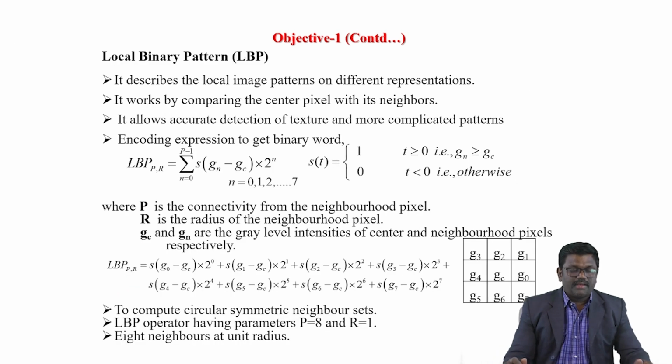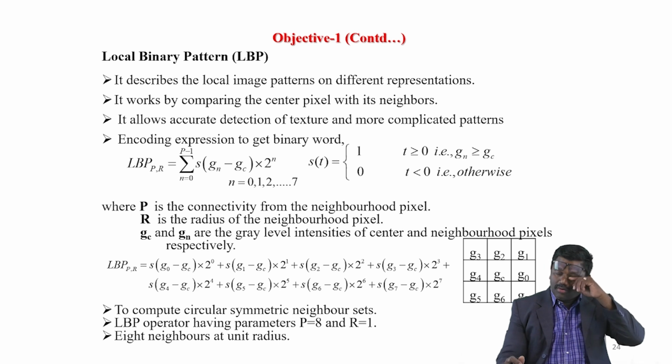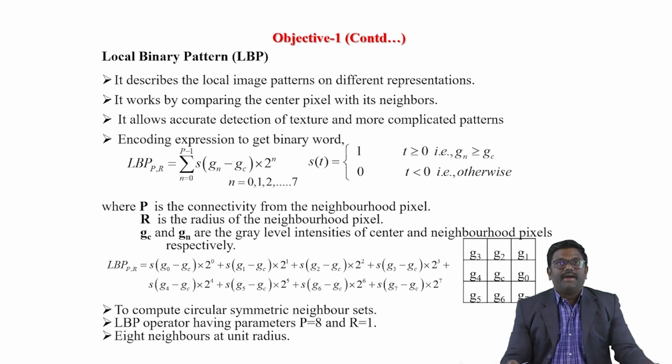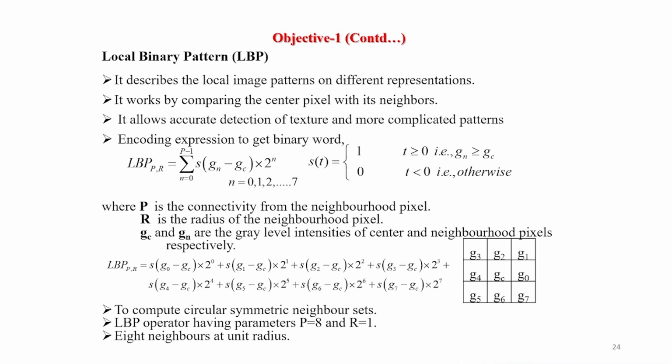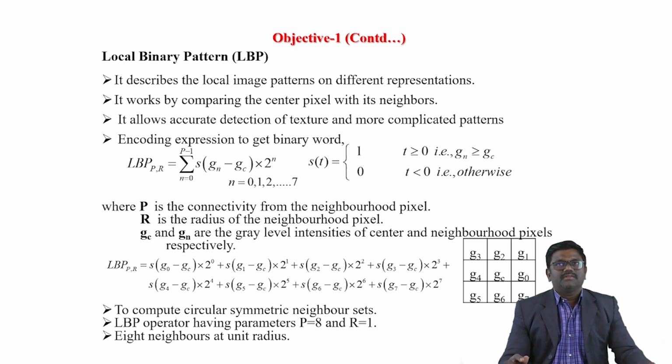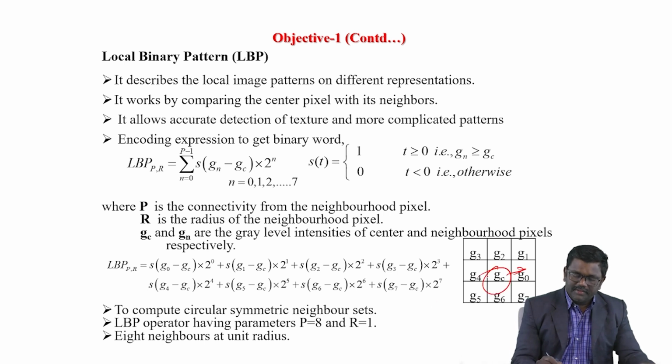So there is another type, the local binary pattern. Though the concept we are considering is binary image processing, we also concentrate on differentiating the general simple binary from the local binary pattern, which is based on local image patterns in different representations. It works by comparing the central pixel with its neighbor values.